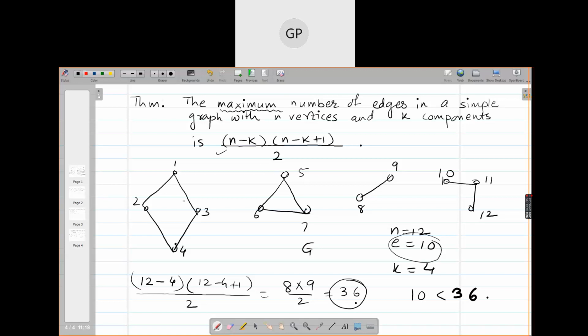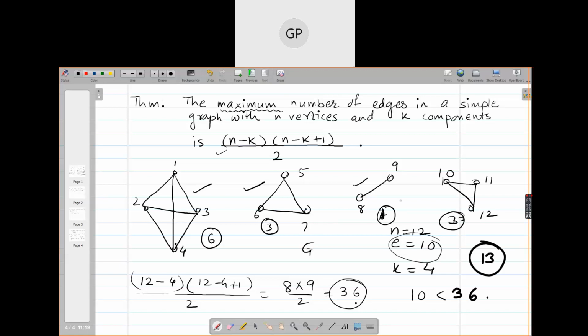Now what can happen? See, every component is a simple graph here. There is no loop, there are no parallel edges. So see what the maximum can be. Looking at this graph on 4 vertices, it can be complete. This is already complete. This one is complete, it has 6 edges, this has 3 edges, and it is already complete. And this is not complete, so I can add one more edge here. So with this particular possibility, how many edges can I have? 6 plus 3, 9 plus 1, 10 plus 3, it will be 13 edges. Do you understand this?